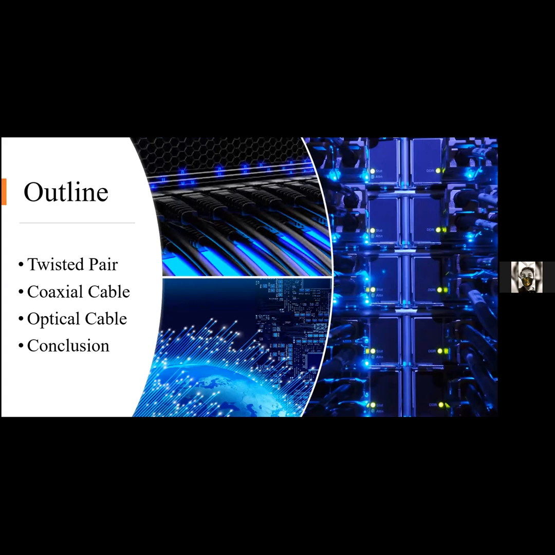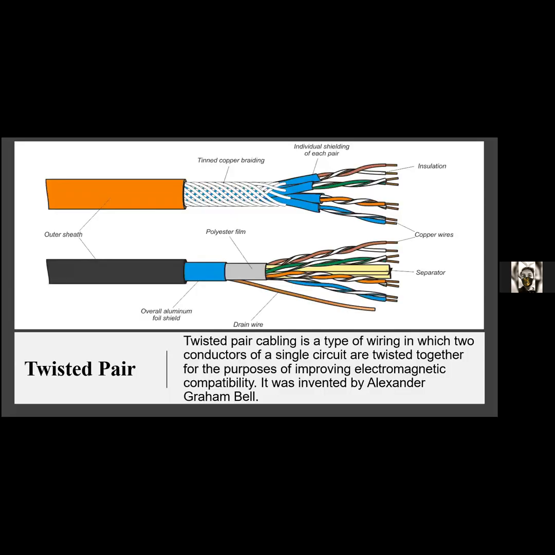Twisted pair. Twisted pair is a cabling in which there are two wires twisted together for improving electromagnetic compatibility. It was first invented by Alexander Graham Bell.